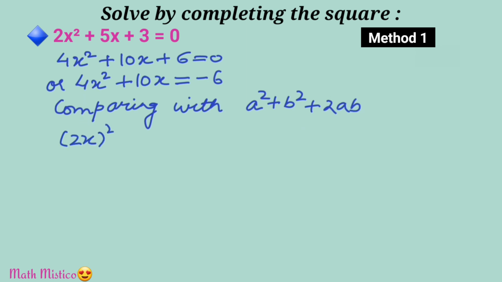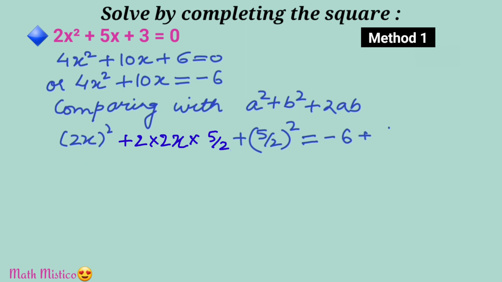You can see that we have only one square term here, so the other term must be 2ab. As this is 2ab and a is the term inside the square, it clearly means that the value of b is 5 upon 2. Now we need one more term according to the formula, and that is b square. So in order to complete the square, we need to add 5 upon 2 whole square here. And to balance the equation, we add this to both the sides of the equation.